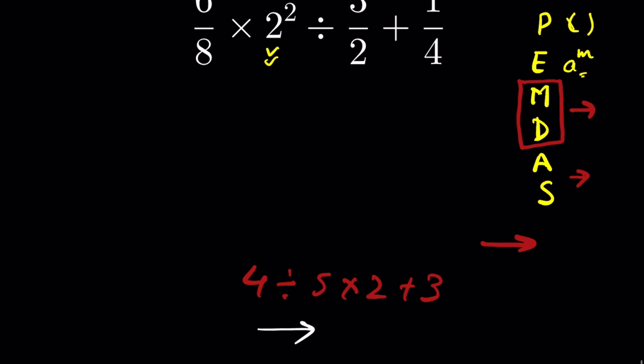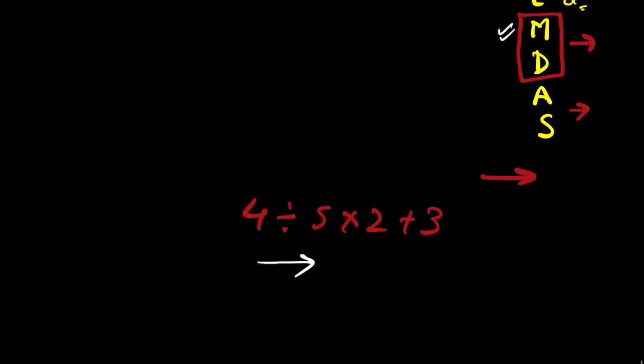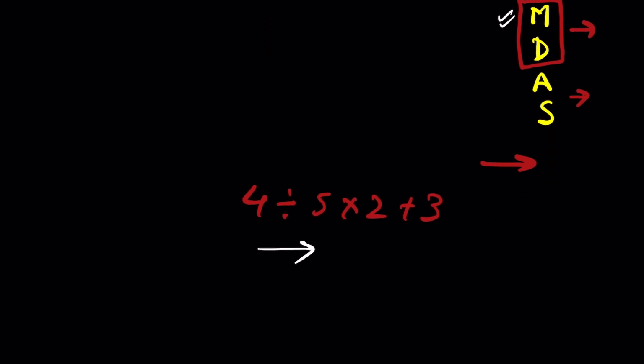So even in PEMDAS, multiplication is written first, but from left to right we have division first. So we will do division first. And then after division, that is 4 upon 5, then we will do multiplication. 4 times 2 is 8 upon 5, then plus 3, addition will be done at last.